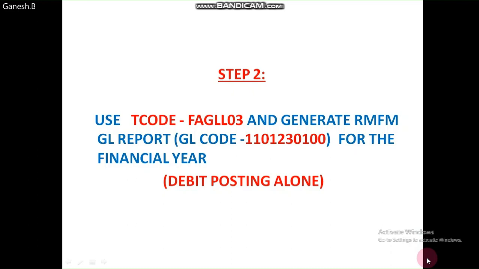There will be a credit entry with an RV document; that credit entry will come once the customer connects the machine live. That figure we are not going to consider. We are going to consider only the debit postings available in the RMFM GL. How to get that figure, we will see.